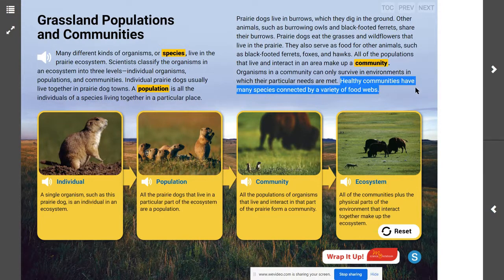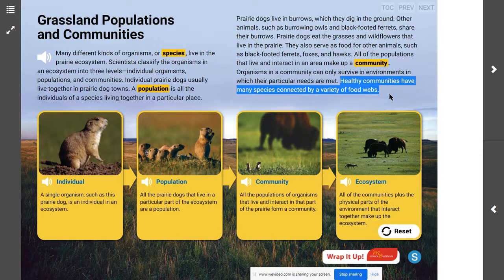Healthy communities have many species connected by a variety of food webs. So how does having many different species make an ecosystem healthy? That is an interesting one for you as a scientist to think about. Well, it's just like having a variety or diversity of foods to eat, to make certain that if one part of the food chain were to fall off, there still is a chance for survival for the rest of the population. Interconnected food webs provide animals with a variety of ways to meet their needs. This produces a relatively stable web of life.